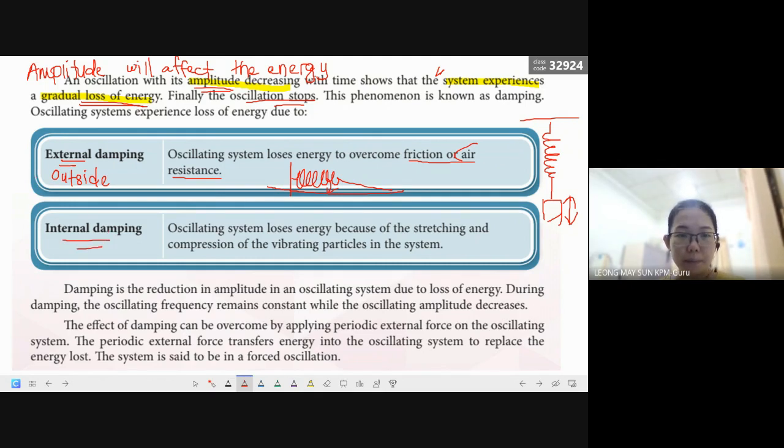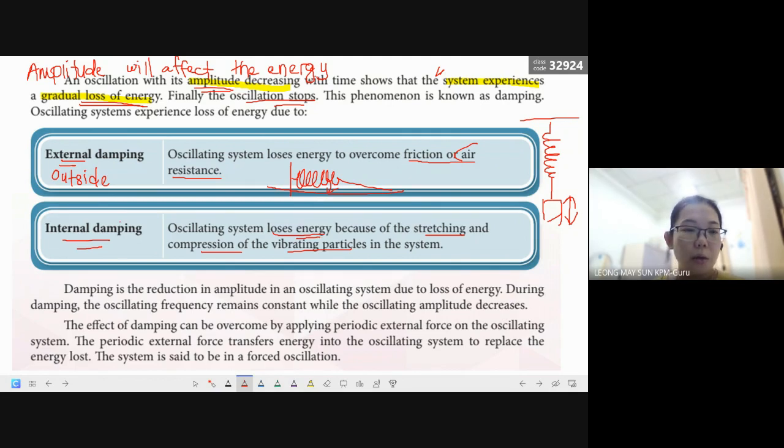Internal damping: the oscillating system loses energy because of the stretching and the compression of the vibrating particles in the system. Inside a spring, to recall, a spring is a solid material. Solid material means there are molecules closely packed to form the spring. So when you oscillate a spring, you are actually causing the particles to stretch and to compress. Whenever it stretches and compresses, it will have to do work, and the system will have to overcome the energy, so it will lose its energy.